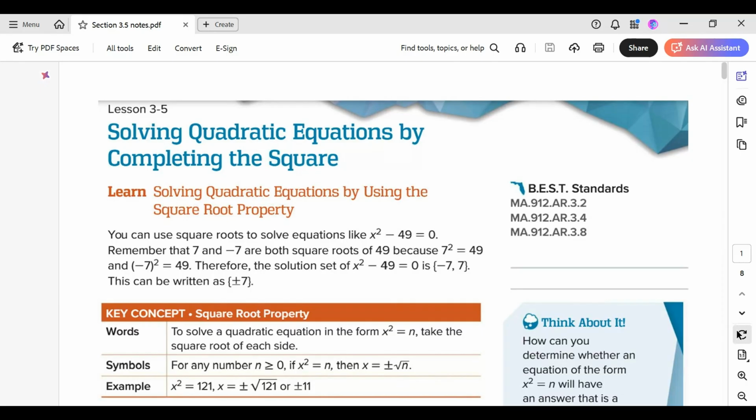Lesson 3.5, solving quadratic equations by completing the square. Best standards are MA 912, AR 3.2, 3.4, and 3.8.